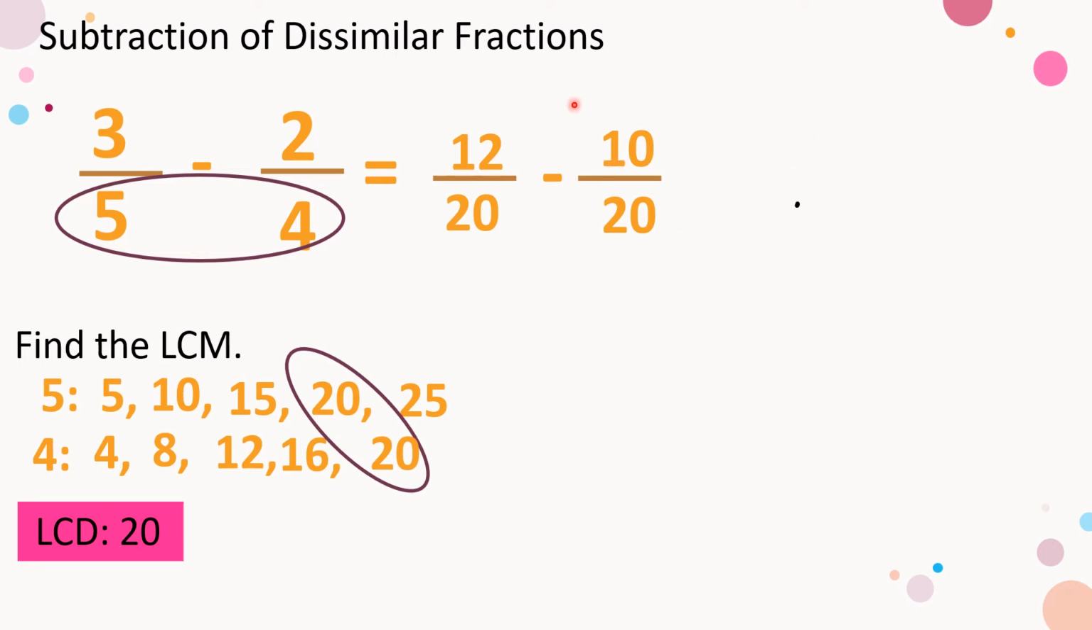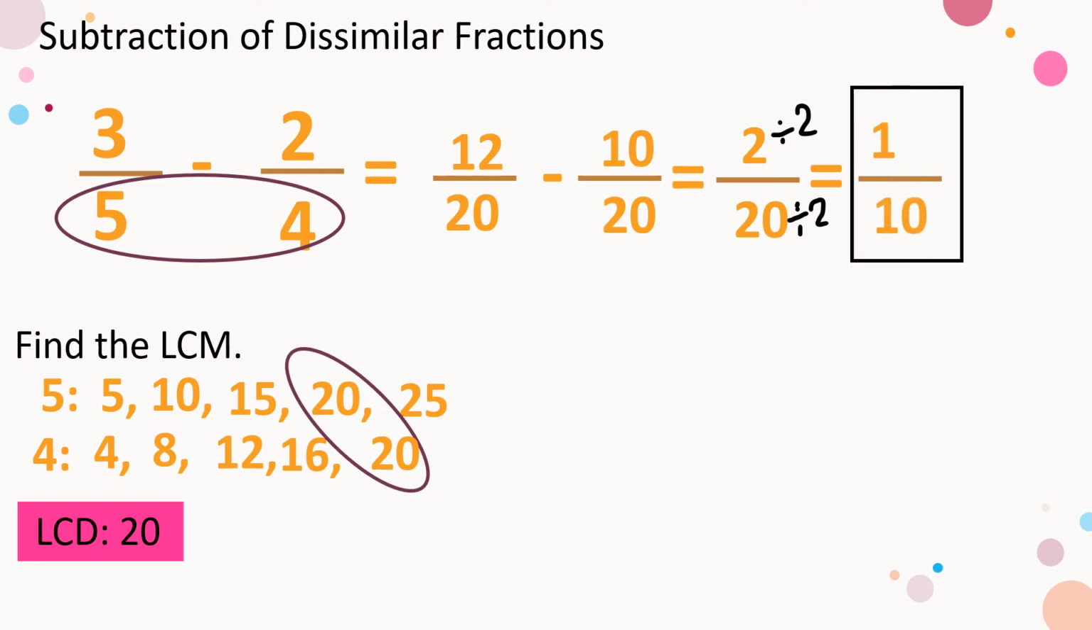Now, we have similar fractions here, therefore we can simply subtract the numerators and copy the common denominator. So 12 minus 10, that is equal to 2 over 20. Now we can simplify this by dividing both numerator and denominator by 2. 2 divided by 2, that is equal to 1, and 20 divided by 2, that is equal to 10. So the final answer is 1 over 10.